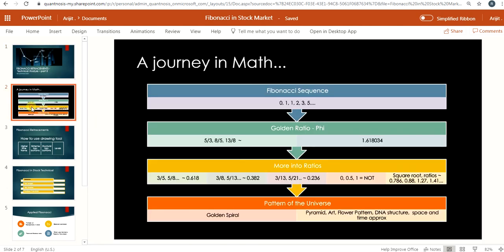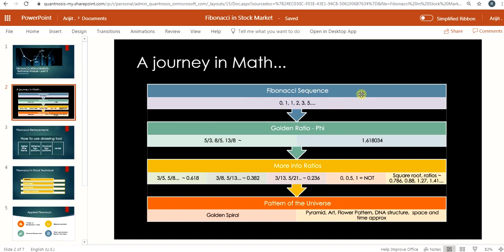So before understanding Fibonacci in the stock market, we'll learn what Fibonacci actually is. In mathematics, the number sequence 0, 1, 1, 2, 3, 5, 8, 13, 21 is called the Fibonacci sequence. Every time, the next number is the sum of the previous two numbers. So 0 plus 1 gives you 1, 1 plus 1 gives you 2, 2 plus 3 gives you 5, 3 plus 5 gives you 8, 5 plus 8 gives you 13, and 8 plus 13 gives you 21.